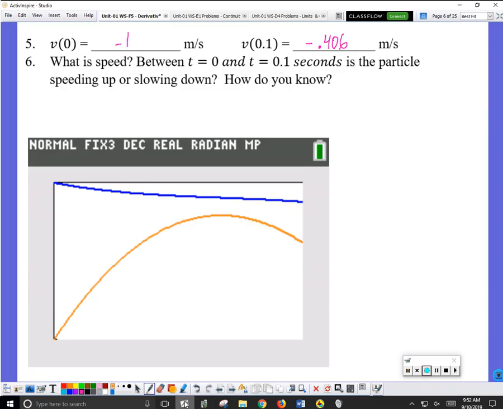Speed. It's really simple. Listen, if you know the velocity, just throw away the sign, like the negative, and now you have the speed. The only difference between speed and velocity is that velocity includes a negative or positive to indicate direction. Speed is just always positive. So the negative tells me the particle is moving left, and I can tell you that the speed of the particle is 0.406 meters per second. The velocity is negative 0.406.